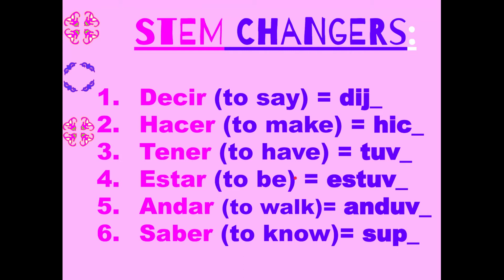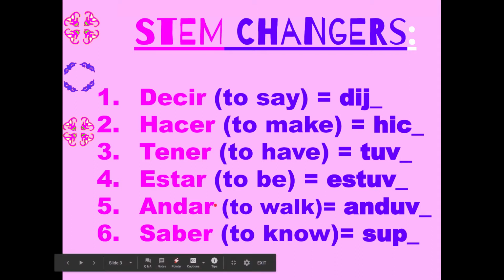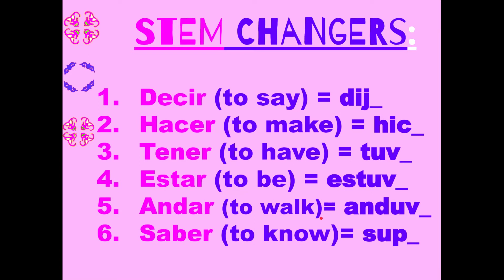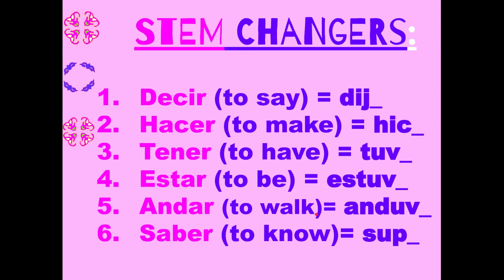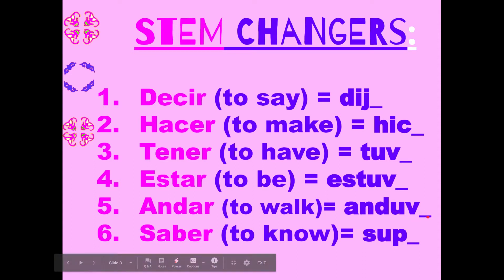Estar is to be. Remember, estar is the one that you use with location and feelings. So if I want to say, were you in class yesterday? I would say, ¿estuviste en clase ayer? So it's estuv in the stem. Then we have andar, and it means to walk. It's the same meaning as caminar. But caminar and andar, you can use interchangeably, whichever one you feel like using. However, andar is a stem changer. Caminar is not. It changes to anduv.